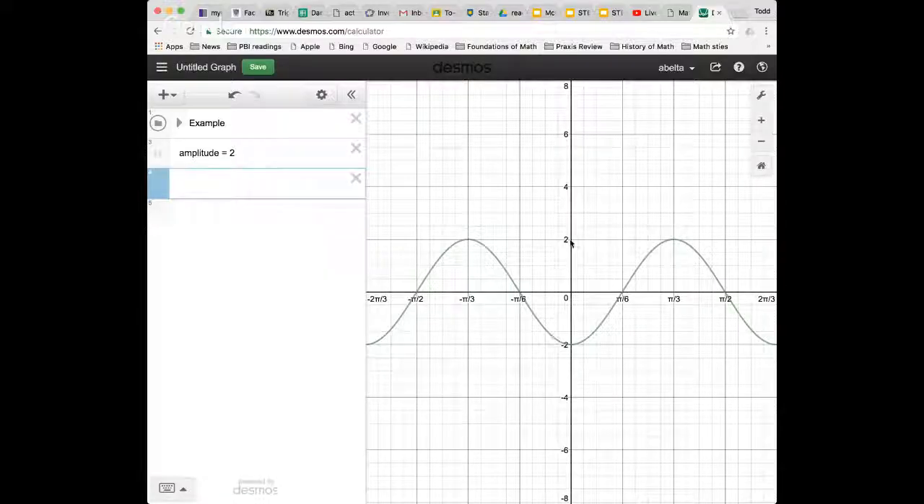It could shift over pi/3 in this direction, because the cosine starts at its maximum. What about the period? What's the period?